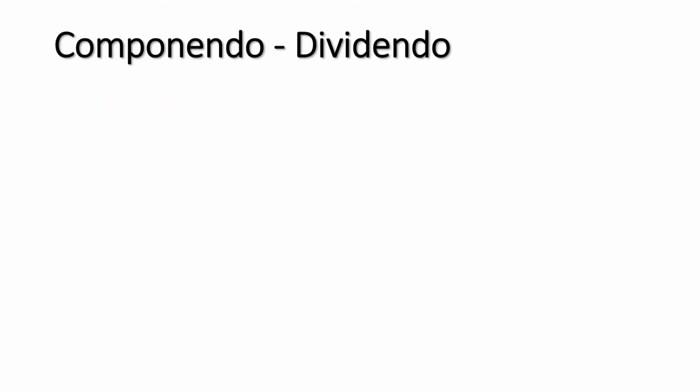Now the last property is componendo dividendo. We will revise once again. First was invertendo, then alternando, then componendo, dividendo. Now the last one is componendo dividendo. In componendo, an addition sign is there in the numerator. For dividendo, a subtraction sign is there in the numerator.